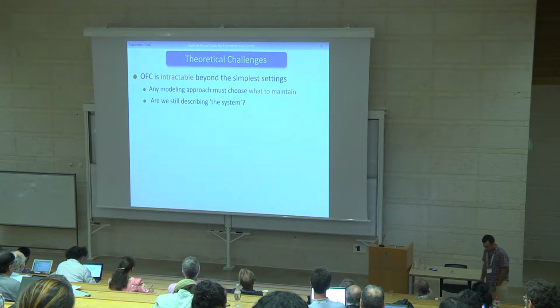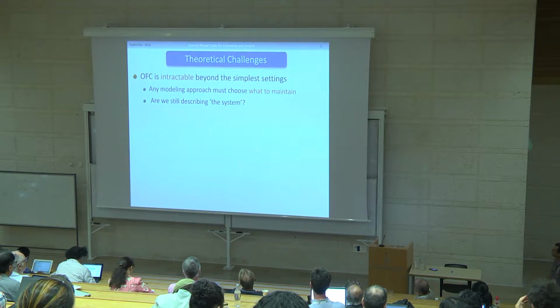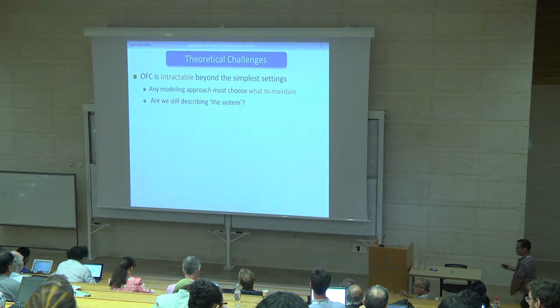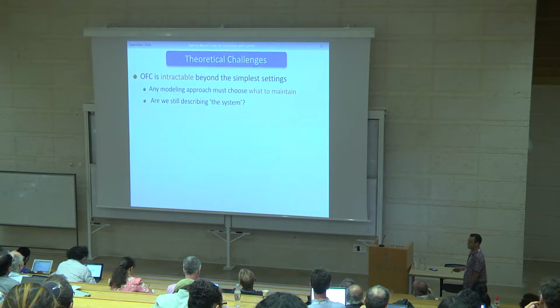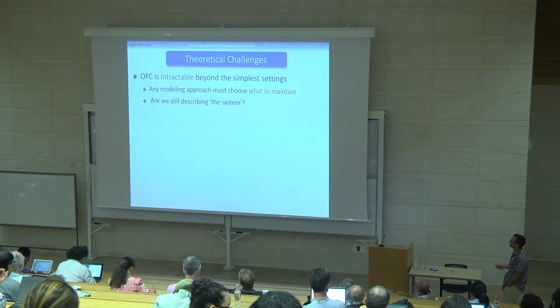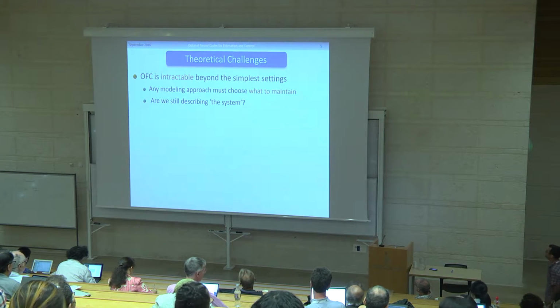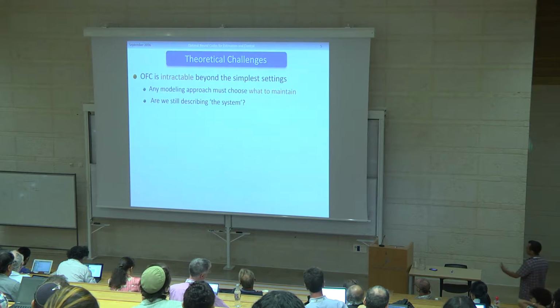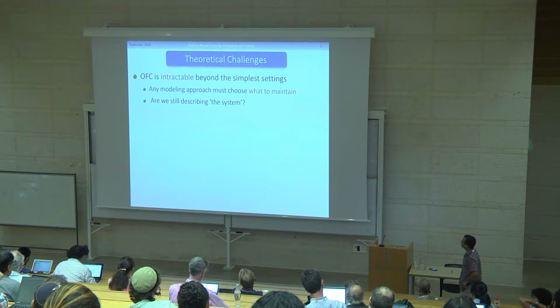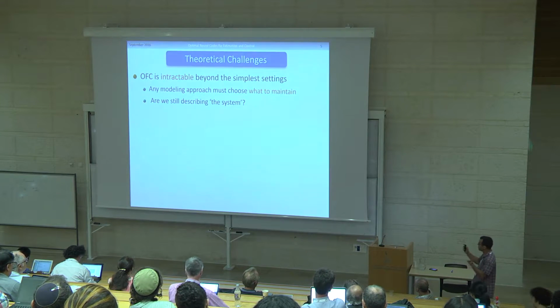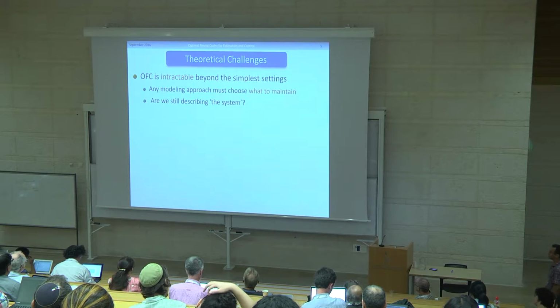So in terms of general broad theoretical challenges, I would say OFC, optimal feedback control, which is the setting of classic control theory, is usually intractable beyond the simplest settings. All the types of complexities that were described previously make the general theory of OFC intractable in any practical manner. So the question is, whenever you're doing some kind of modeling, you have to choose what to maintain. And then of course there is the question whether we are still describing the system, whatever the system means.